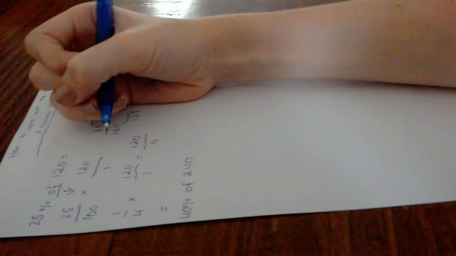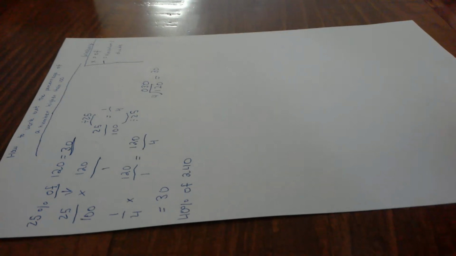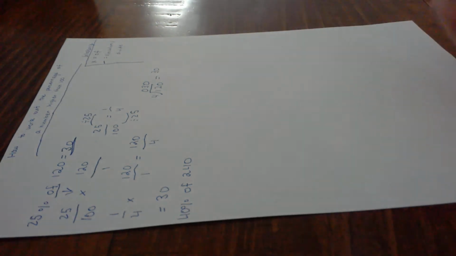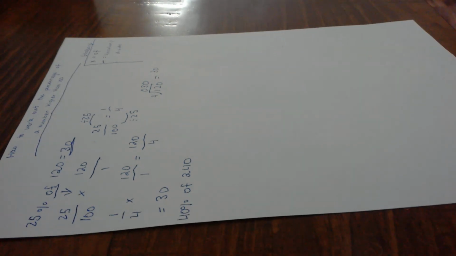Now we know that 25% of 120 is 30. Sorry, not percent, 30. So this equals 30. Now if you're having a little bit of trouble with that, feel free to restart the video and watch it again. Otherwise, we can try another one. 40% of 240. If you're able to keep up with that, this sum will be the same as the one we did before.